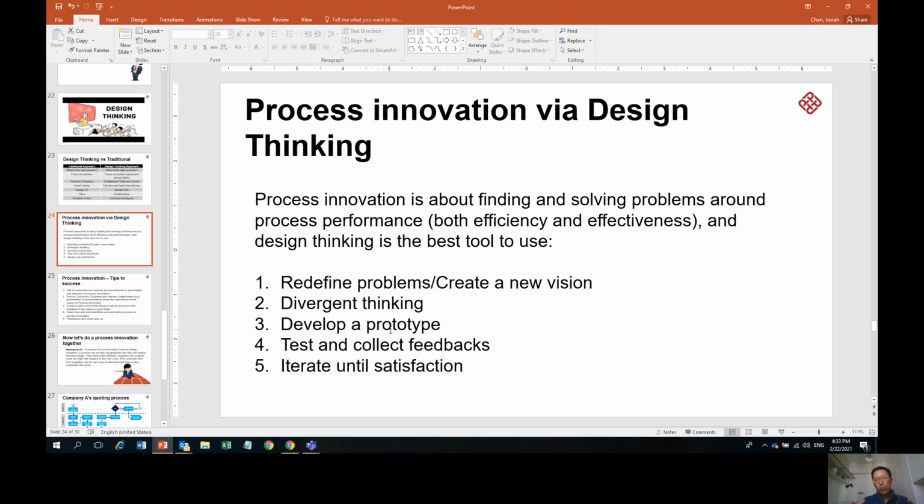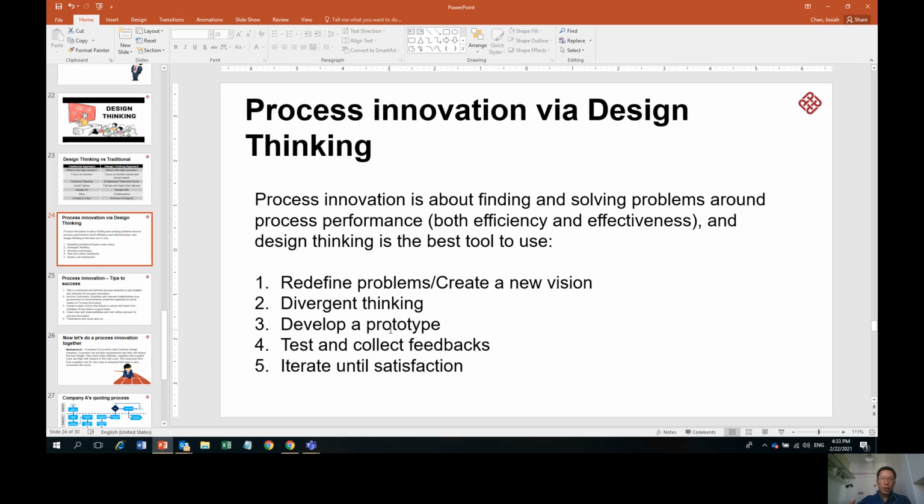So that's why you have to turn the ideas into something that people can see, can comment on, and give feedback. Once you have this, the next step is to test and collect feedback. Basically, you tell people, this is what I think, this is my prototype, this is my new way to solve the problems, and then let them feel that, let them see that, and then collect the feedback. Do they feel this works or not?